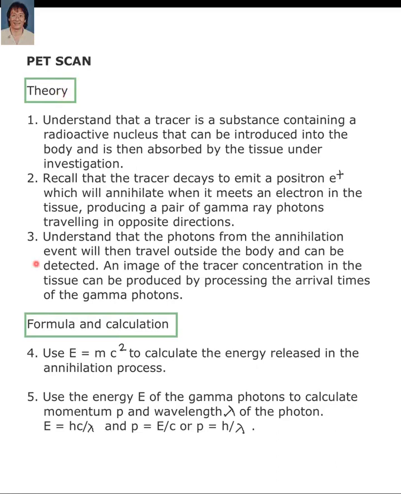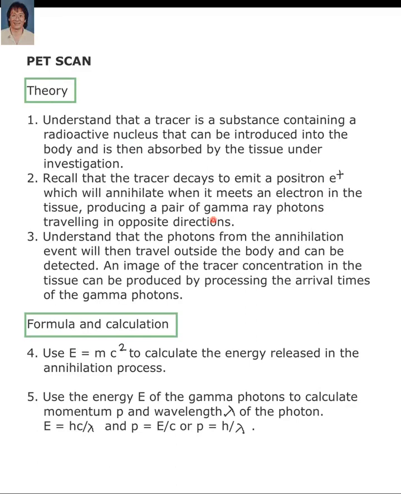You have to understand that a tracer is a substance containing a radioactive nucleus that can be introduced into the body and is then absorbed by the tissue under investigation. You need to know this is the definition for tracer. We also know that the tracer decays to emit a positron, which will annihilate when it meets an electron in the tissue, producing a pair of gamma ray photons traveling in opposite directions.